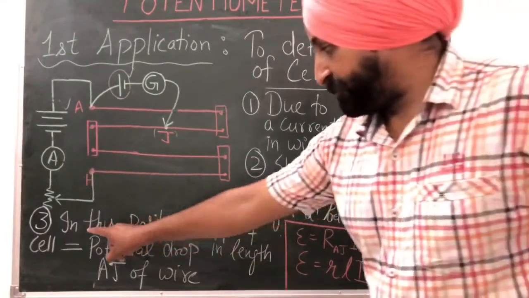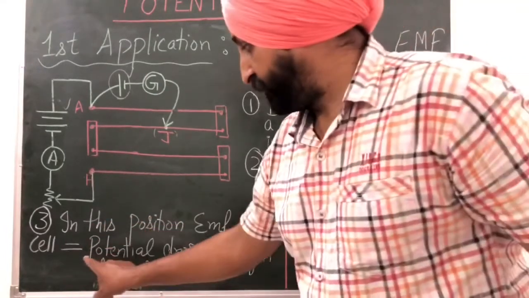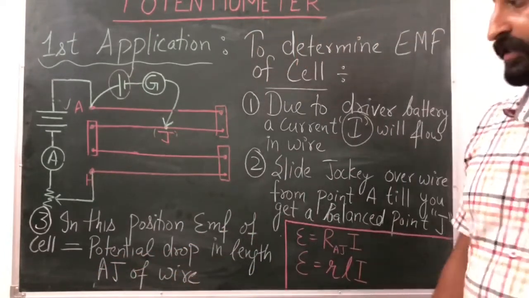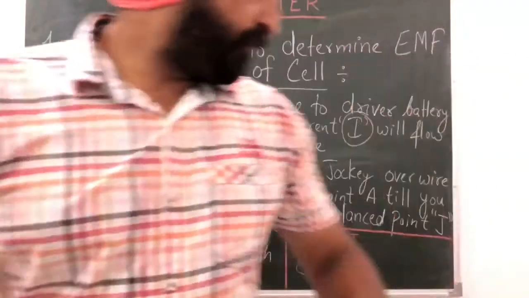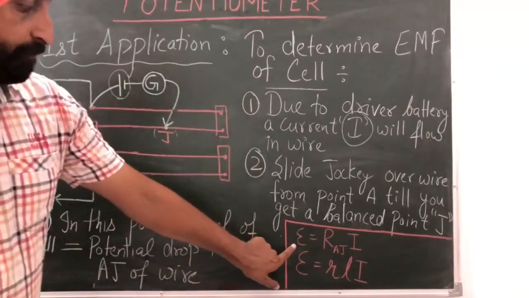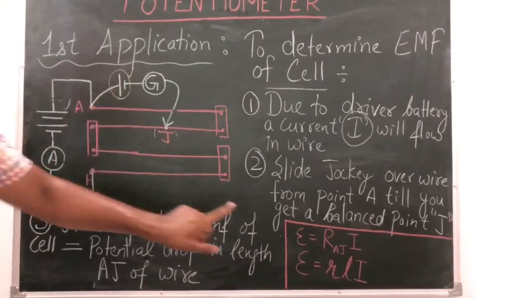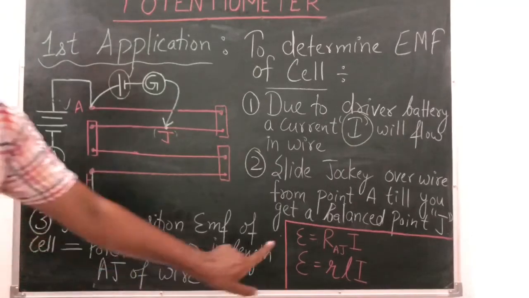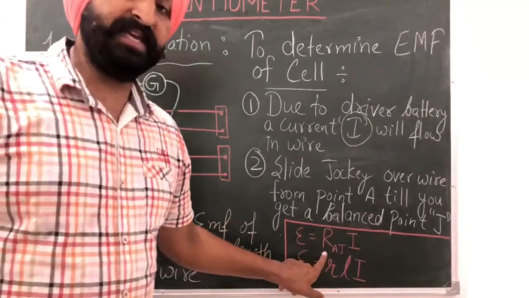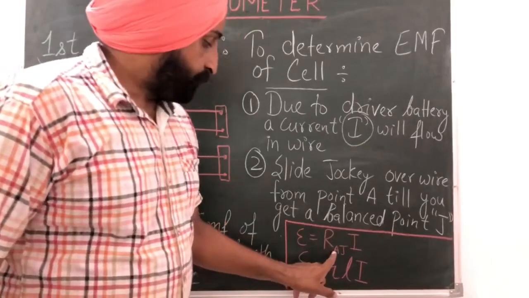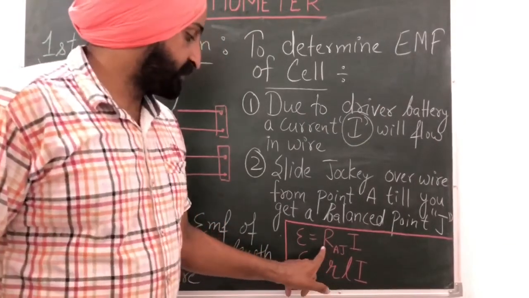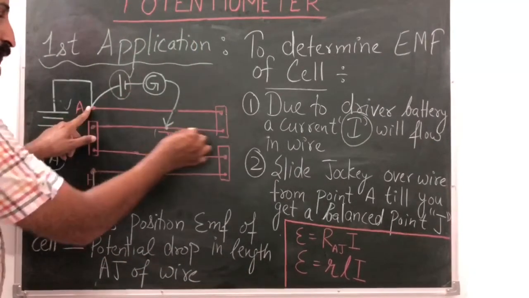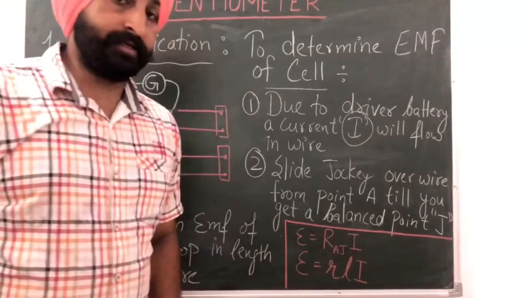So at the balance point, the EMF of the cell will be equal to the potential drop in the length AJ of the wire. So from here we can write: EMF of this cell that we are calculating is equal to the potential drop in the length AJ. The potential drop in the length AJ will be V = IR, so the resistance of this length of wire multiplied by the current.